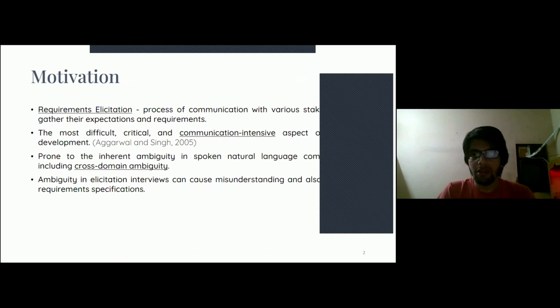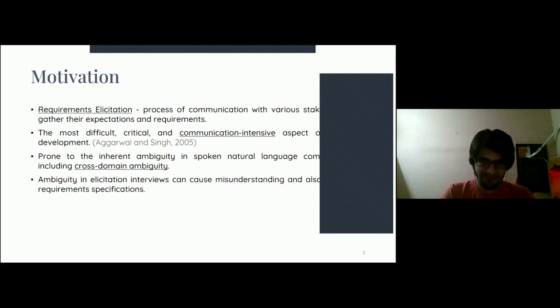As you all know, the requirements elicitation process involves interviewing and interacting with all the direct and indirect stakeholders of the project in order to get to know their expectations and requirements. It has been described as the most difficult and most communication intensive aspect of the software development cycle. Because the whole process mostly takes place using natural languages, it is quite prone to ambiguity. And one of those ambiguities is cross-domain ambiguity.